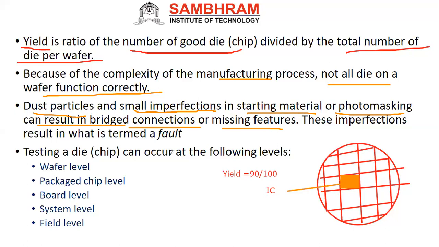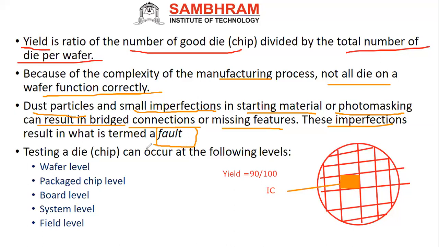While doing the photo masking, what will happen? There will be a problem like a bridge connection, which means a short circuit or an open circuit between two lines. That can happen during the photo masking. Due to that also your silicon wafer will not function properly. Corresponding to this silicon wafer, especially in this IC, there is some problem, so this IC will not work properly. These imperfections result in what we call a fault.